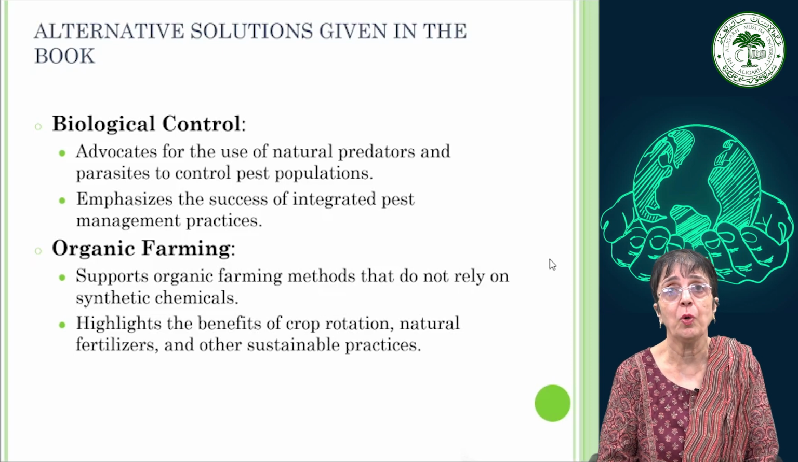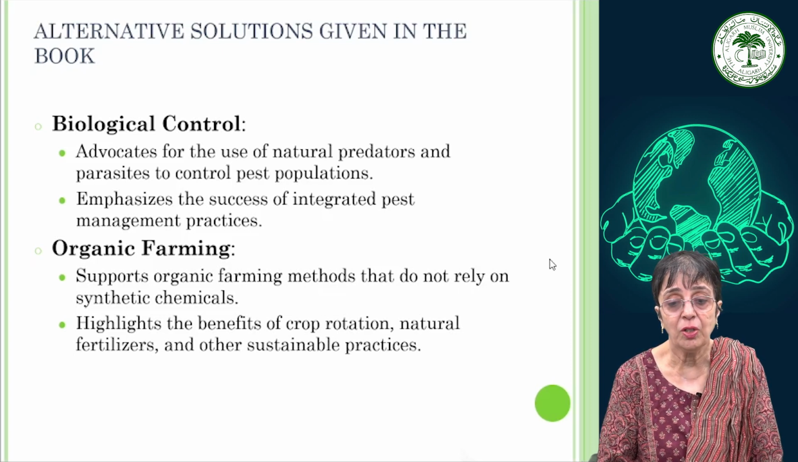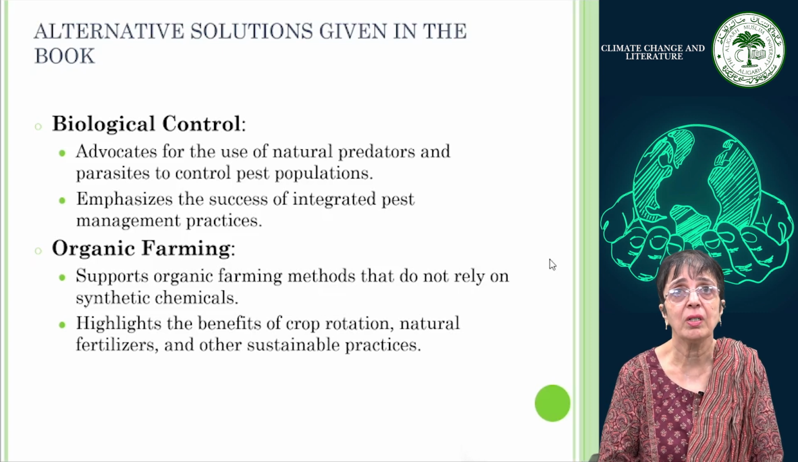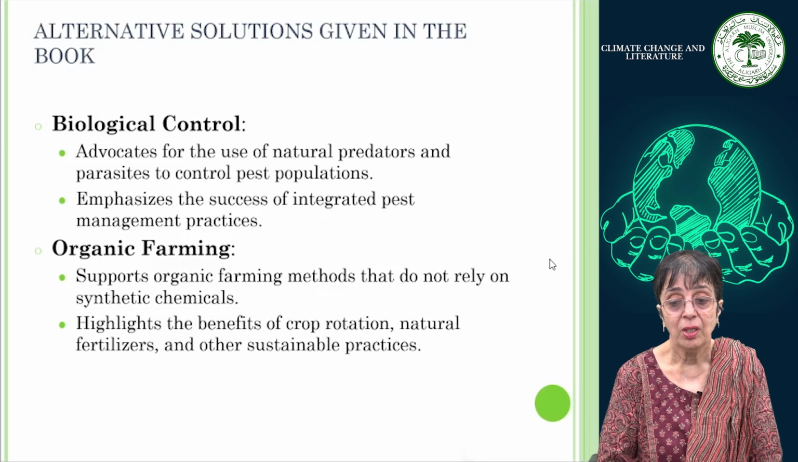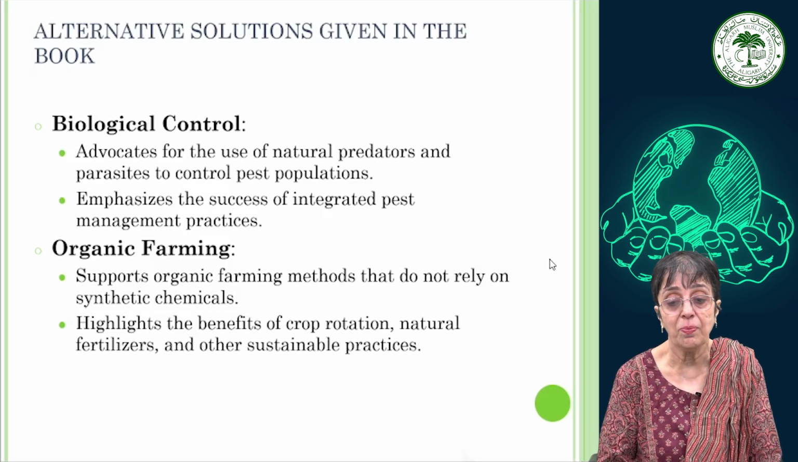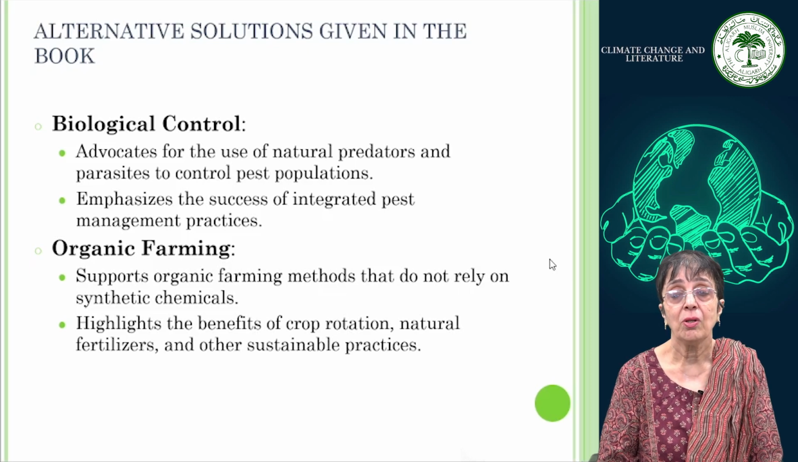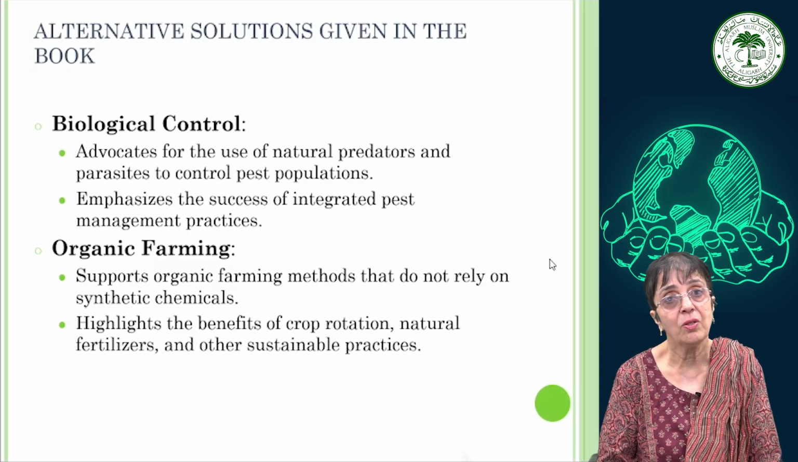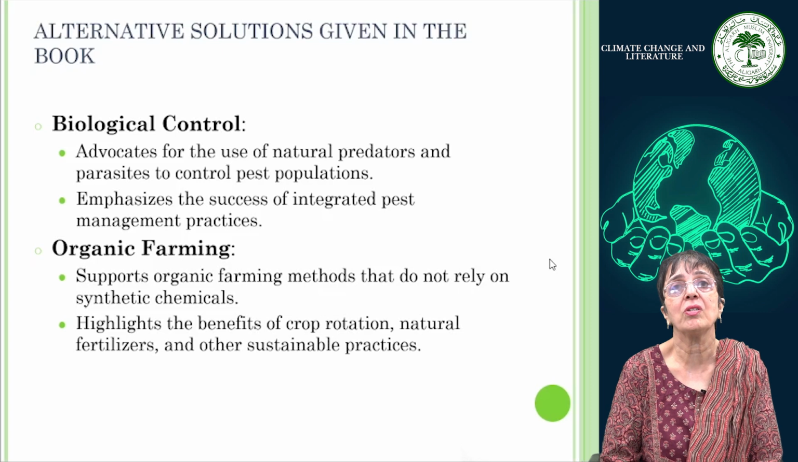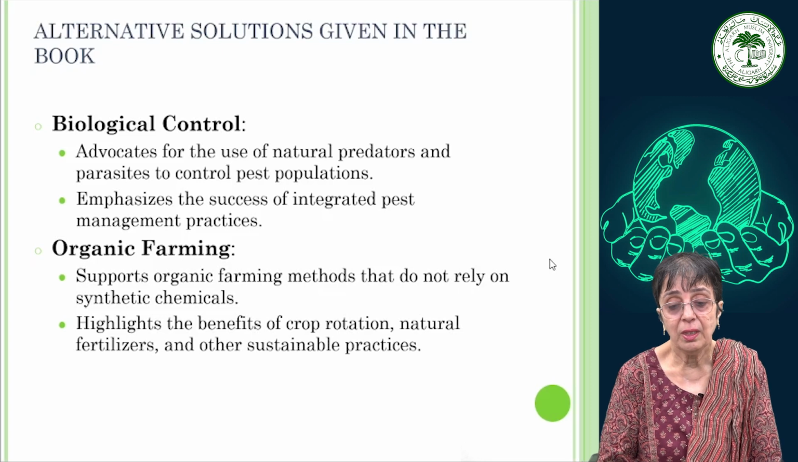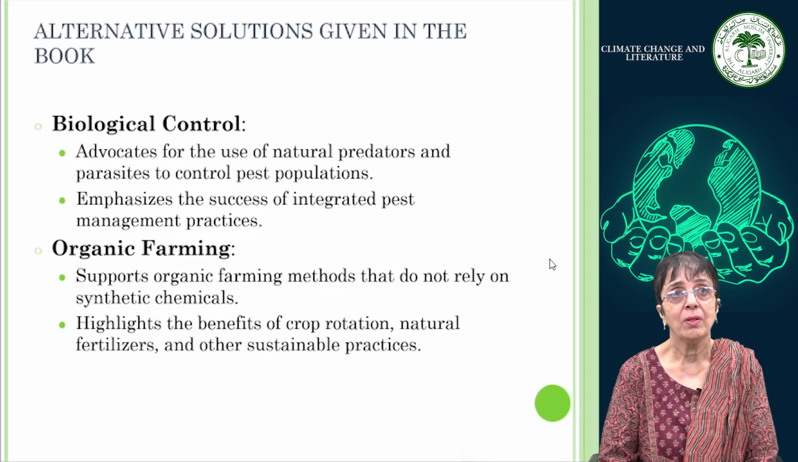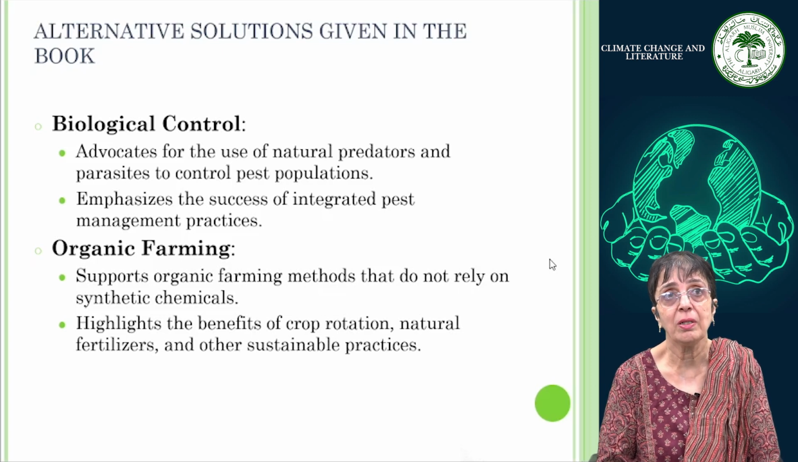Alternative solutions given in the book. Biological control. She is against the use of chemical pesticides to kill pests. She advocates the use of natural predators and parasites to control pest populations. She emphasizes the success of integrated pest management practices. So, according to her, there are various other natural solutions for pest control, and it's not necessary to clog the soil or the ecosystem with pesticides. She talks about organic farming also. She believes in organic farming, which does not rely on synthetic chemicals.